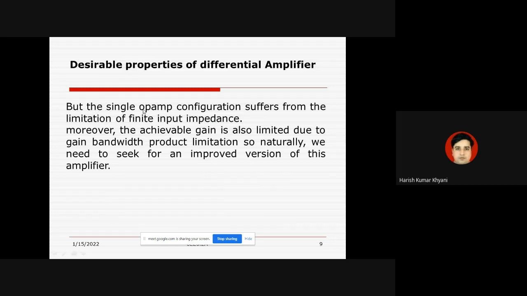In the differential amplifier you saw that we are using only a single op-amp, one op-amp. So it suffers from the limitation of finite input impedance, and moreover its gain is also limited because the gain bandwidth product is limited. In order to overcome these drawbacks, we need an improved version of this amplifier, and this improved version of the differential amplifier is known as the instrumentation amplifier.